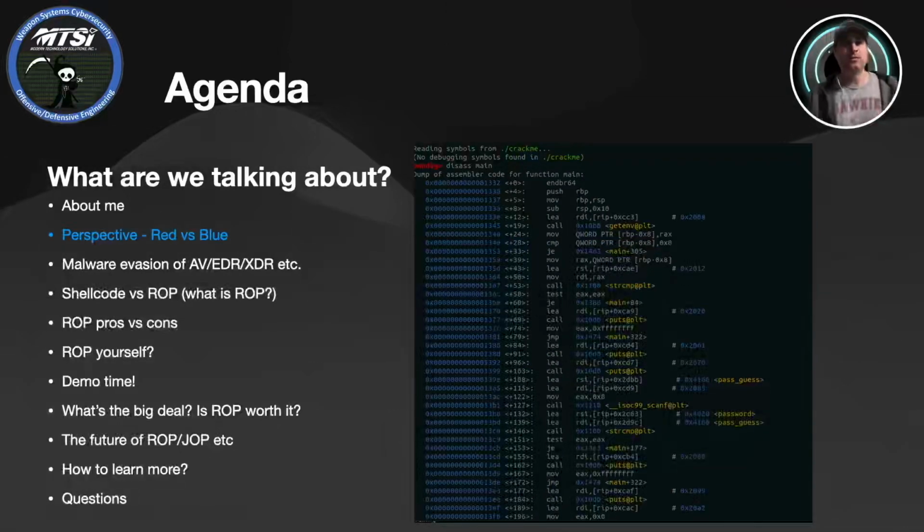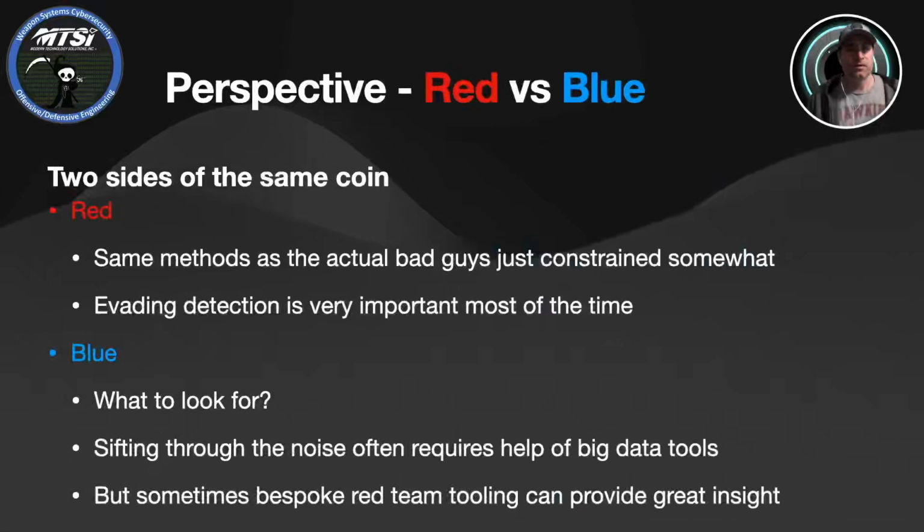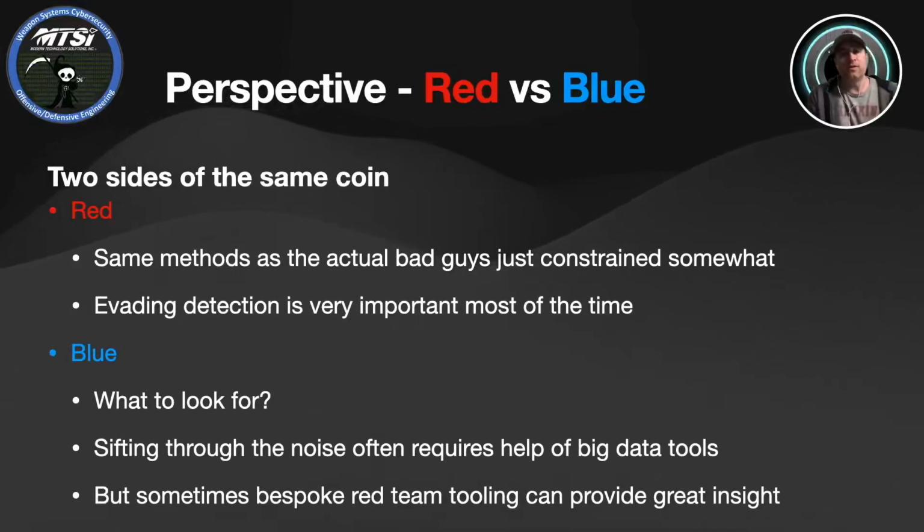So let's talk about red versus blue. There's two sides of this coin that I want to look at. When I talk about looking at a tool or a technique like self-ROP, we can always look at it from two perspectives. One perspective, the red side, would be, the red folks are using the same methods that the actual bad guys are using. I mean, they're constrained based on morals and ethics, but they're still trying to use the same techniques. So from that regard, the ability to evade detection is really important. Most of the time, people on the red side are trying to be quiet as much as possible and not make a lot of noise.